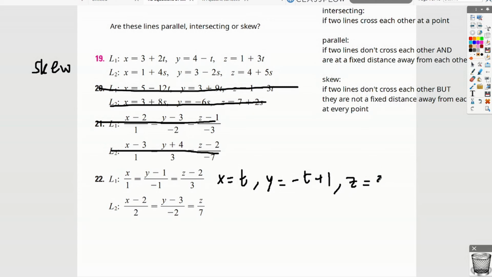So the bottom number, and then the opposite of the top number, so plus 2, right there. x equals 2t plus 2, y equals minus 2t plus 3, and z equals 7t. I'm sorry.